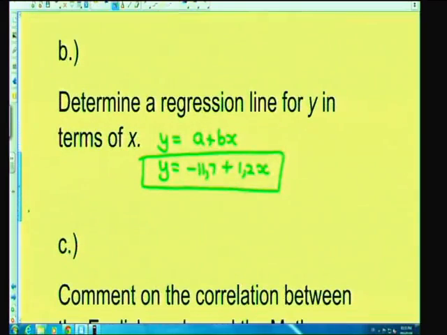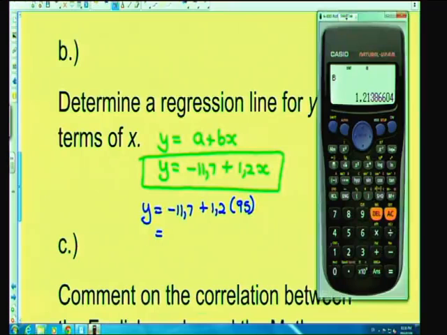So we go back to this equation and we say, right, well, y will equal minus 11,7 plus 1,2 times 95, which is equal to, bring up our calculator, let's clear it, minus 11.7 added to 1.2 times 95. And the answer I'm going to get is 102.